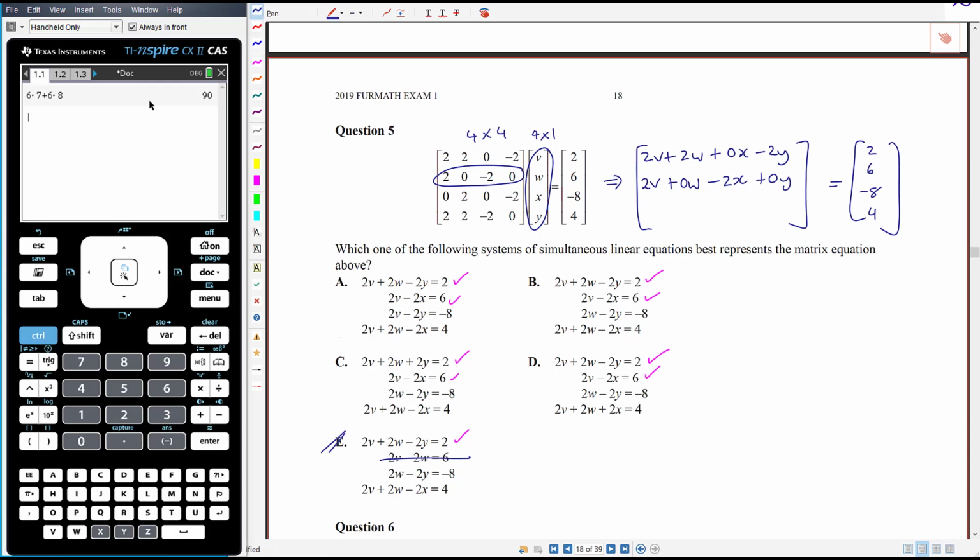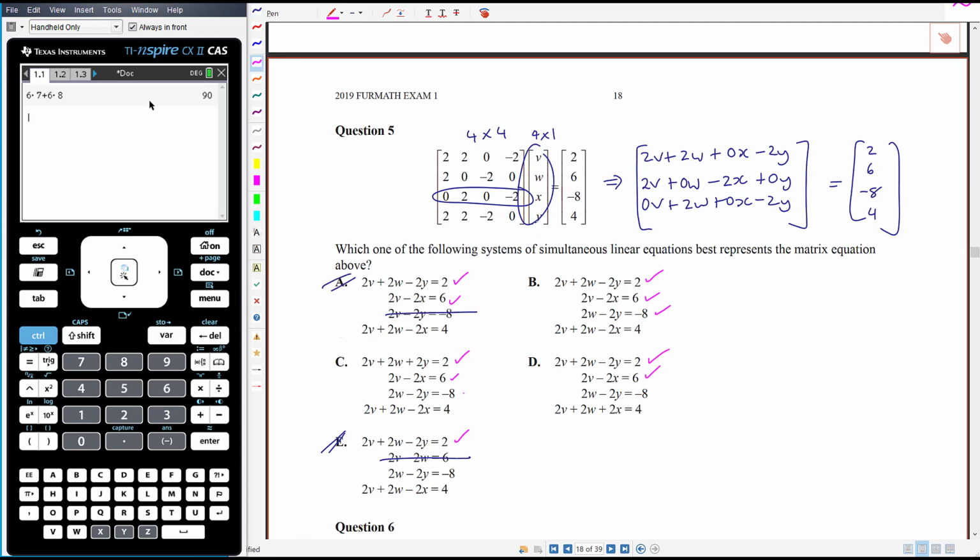All right, third equation, third row times the only column. 0 times v, so 0v plus 2w plus 0x minus 2y. So that's going to be 2w minus 2y equals negative 8. So this one's not right.